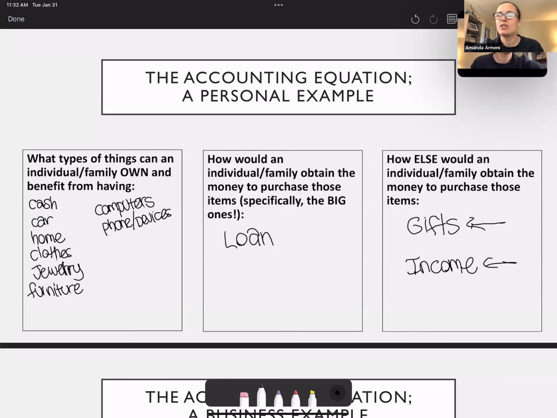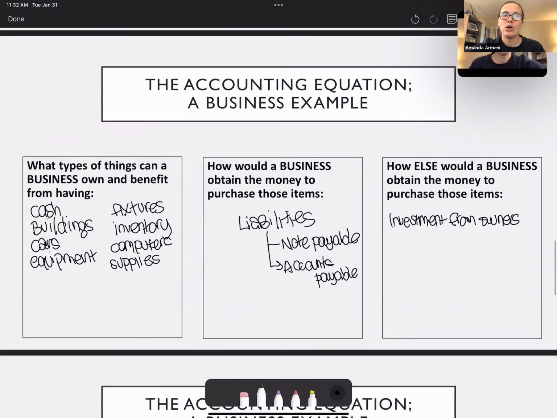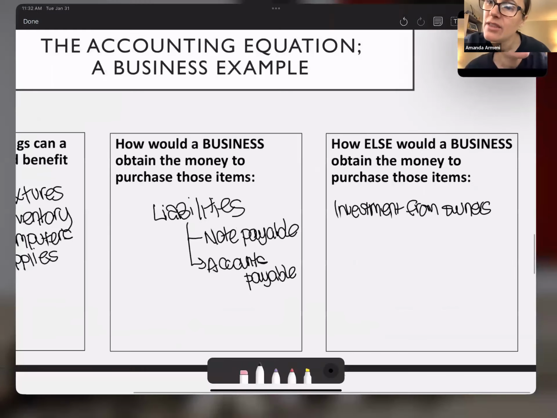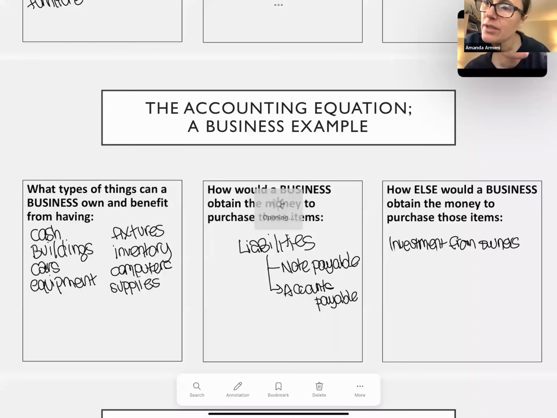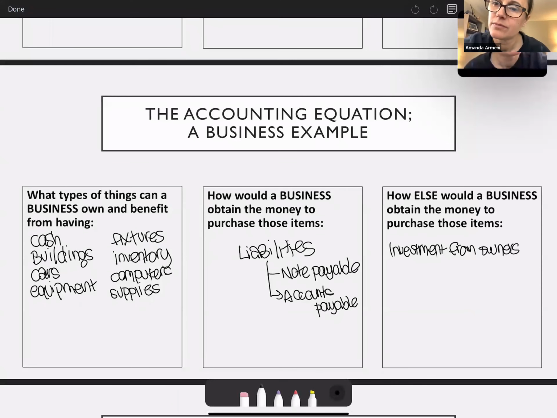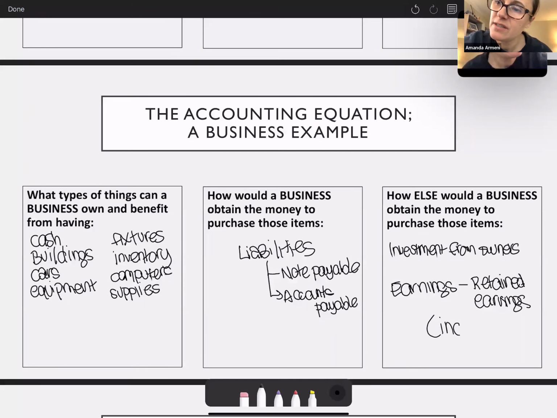And then the next example that we said in our personal example was, how else could an individual obtain money? Well, they could use their income. Same thing will happen when it comes to a business. They can use their earnings. So we're going to say earnings. We can also call it retained earnings. That's what you're going to see in the next slide. But essentially this is the company's income. So what income has the company generated from selling their products or services to customers? They can use that income to purchase any of the items that are in that first box.